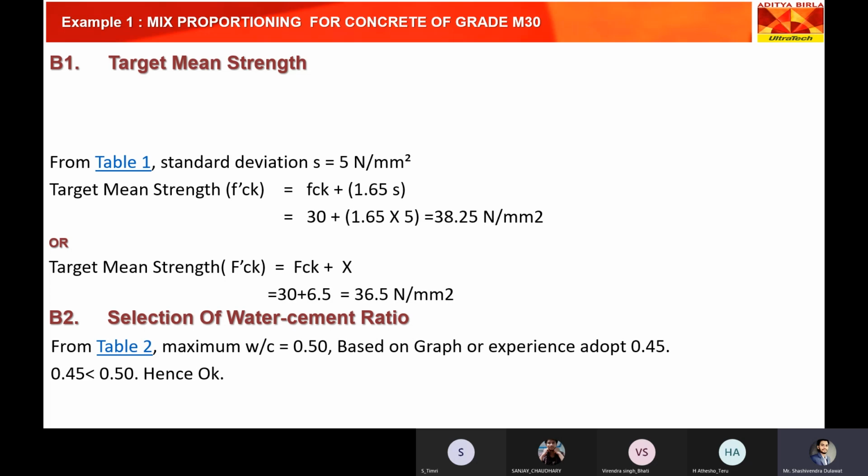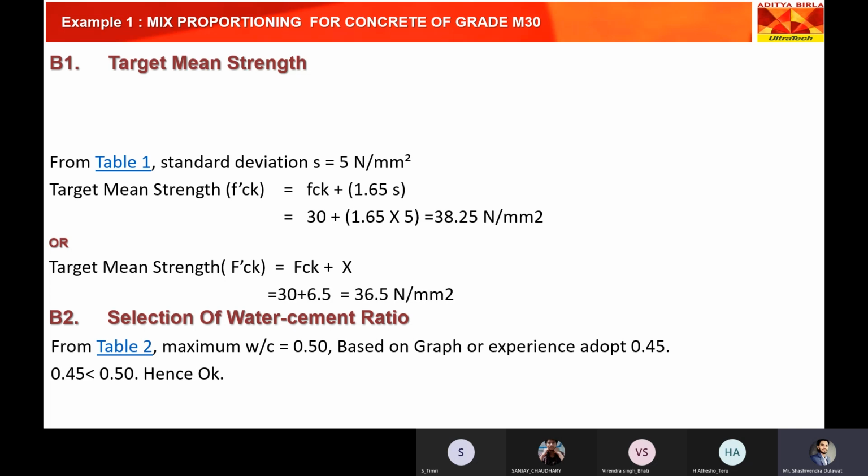Then the next thing is selection of water cement ratio. From table number 2, the maximum water cement ratio is 0.5. So 0.5 is given to you in the question, and based on graph or experience we will adopt 0.45. So 0.45 is less than 0.5. Then we will say it is okay.